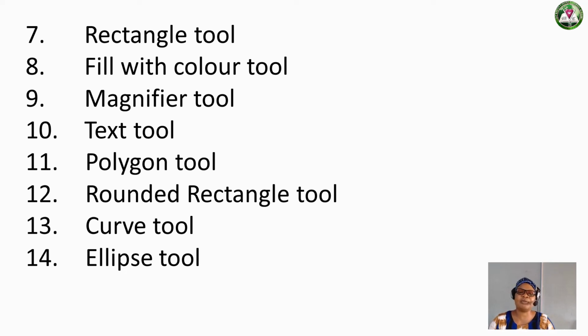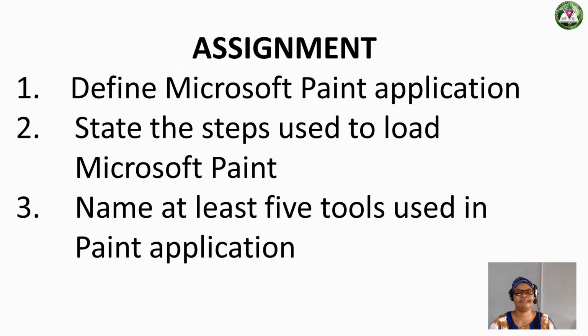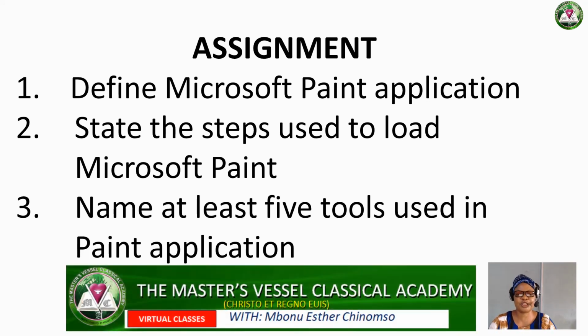Now, I want you to take down this assignment. Number one, define Microsoft Paint application. Number two, state the steps used to load Microsoft Paint. Number three, name at least five tools used in Paint application.